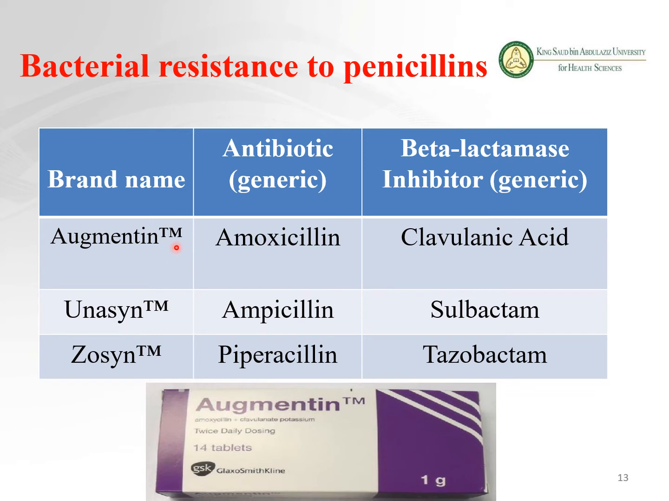Augmentin is the main drug in this class, and they combine amoxicillin with clavulanic acid. So clavulanic acid is the inhibitor of beta-lactamase, and it prevents the bacteria from inactivating this amoxicillin. The other examples are Unasyn and Zosyn. So they combine ampicillin with sulbactam, and piperacillin with tazobactam. So these are the beta-lactamase inhibitors, and these are the penicillins.